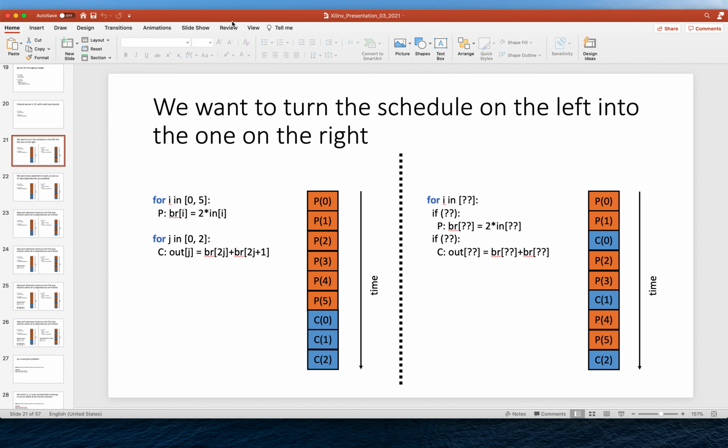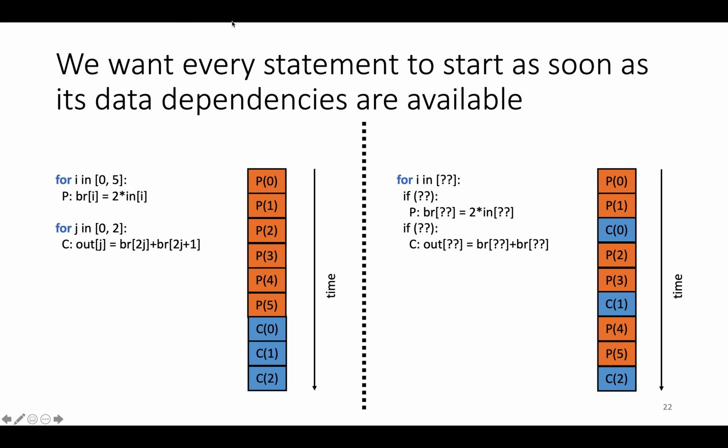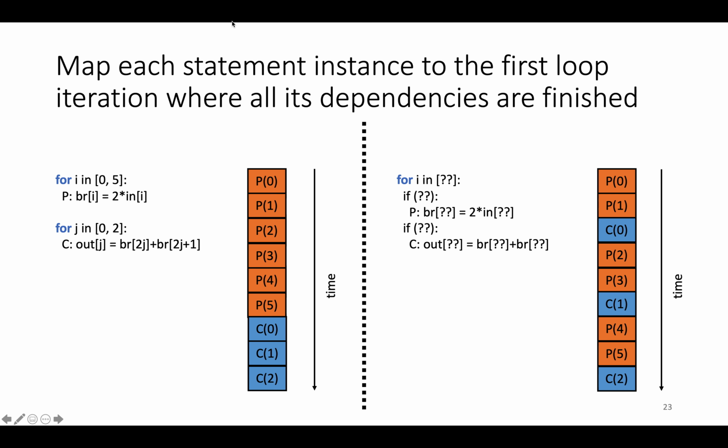What we really want is to create a new schedule where every statement starts as soon as its data dependencies are available. Or put another way, we want to map each statement instance in the first loop in these loops into a new fused loop nest where the iteration that statement happens in is the first one where all of its dependencies are finished.